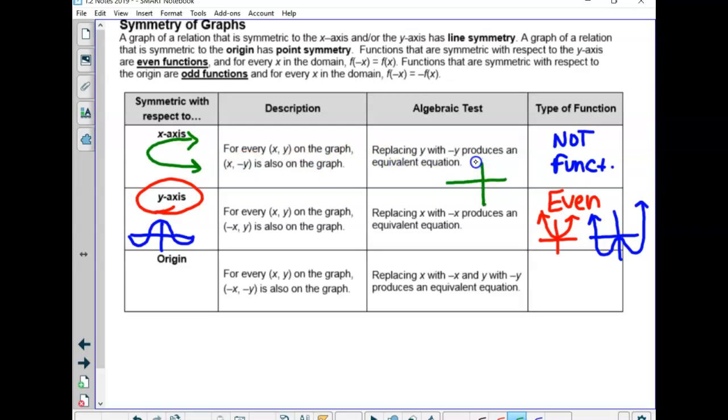Something else, right? Absolute value graph or something. Okay.